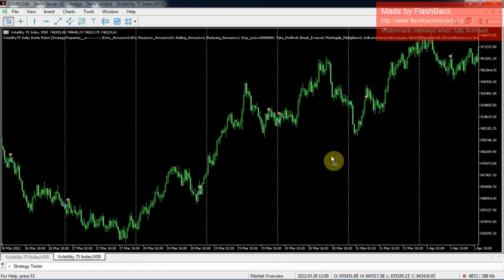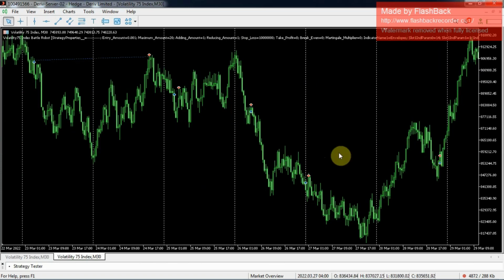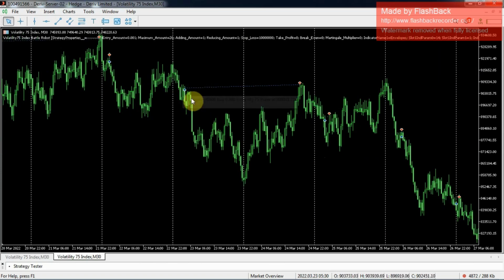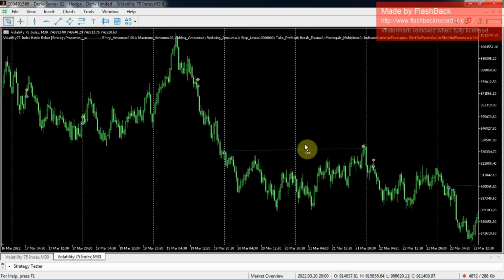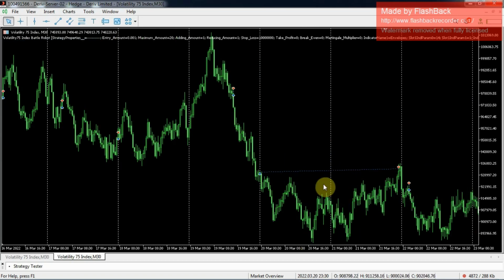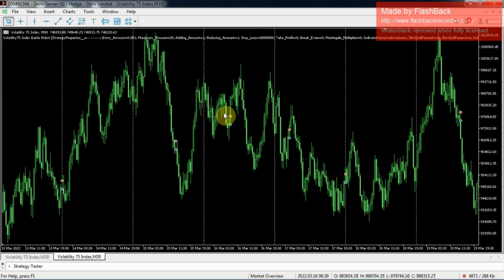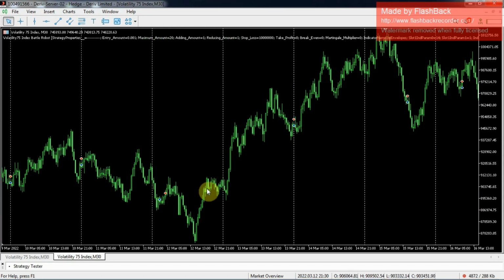I start receiving phone calls as soon as the robot hasn't traded on a particular day. People start calling me. What's going on? What's happening? Are we safe? Yeah, we are safe, guys. We are safe as long as you are using a small, recommended lot size. Don't use a lot size which will blow your account before take profit has even been hit.